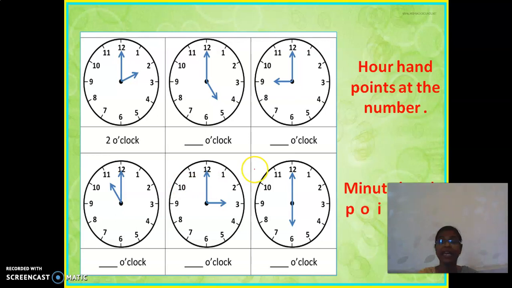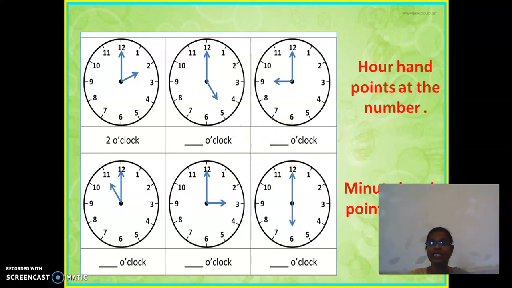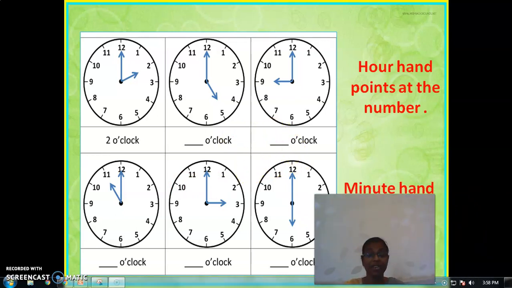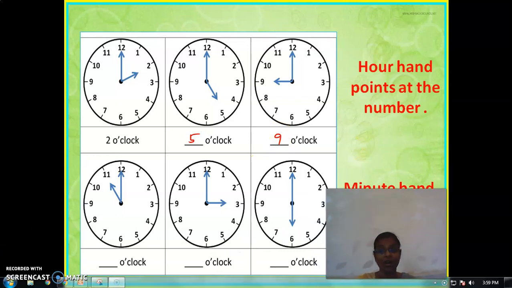And what about the minute hand? The minute hand points at 12. Where does the minute hand point? It points at 12. So it is 2 o'clock. See the next one. Tell me the time. The hour hand points at 5 and the minute hand points at 12. Then it is considered as 5 o'clock. What about the next one? Very good. 9 o'clock. Now are you able to draw and point the hour hand and the minute hand to the given time? Yes. What is the next one?